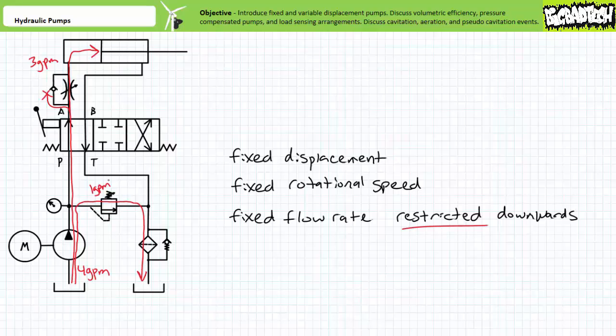As a preview of flow control methods, this circuit illustrates a meter-in extension configuration in that flow rate into the cap end is controlled, thereby controlling the extension speed of the cylinder. You'll find that the check valve bypass bypasses the flow control valve when the cylinder retracts, thus allowing the cylinder to retract at full speed.